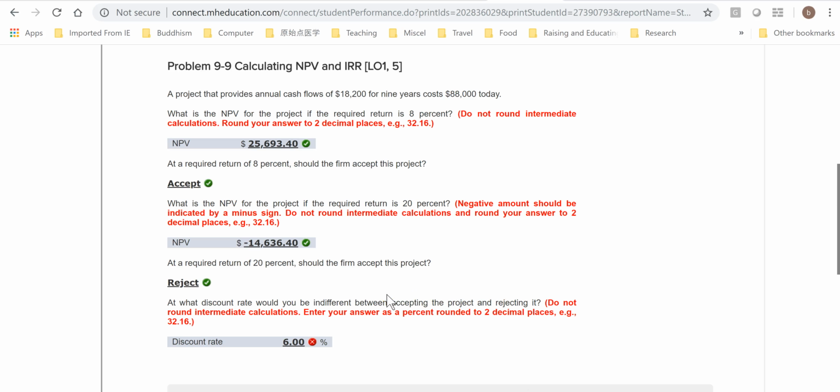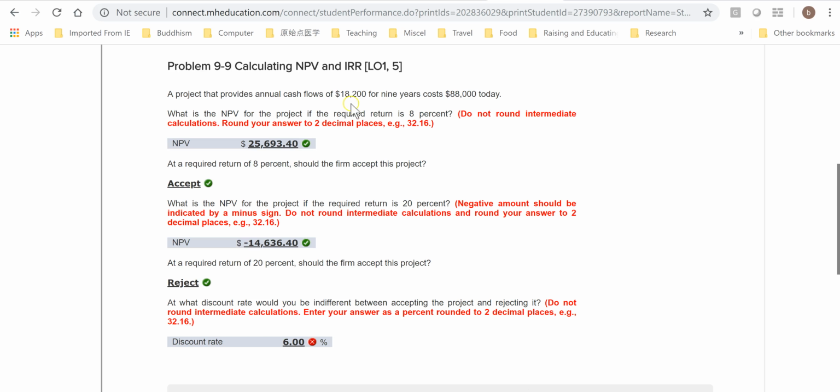If we are to be indifferent between accepting and rejecting it, that means the NPV has to be 0, because if NPV is positive, then we should accept the project. If NPV is negative, then we should reject the project. Only if the NPV is 0 can we be indifferent. If NPV is 0, the discount rate is called IRR. So this part of the question is asking us what the IRR is for this project.